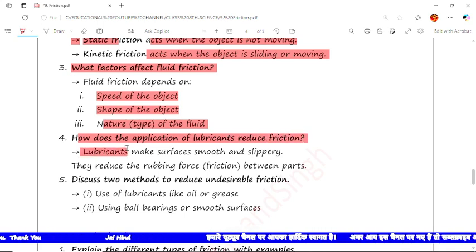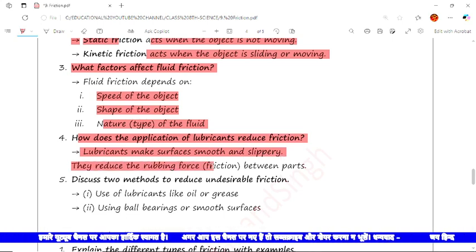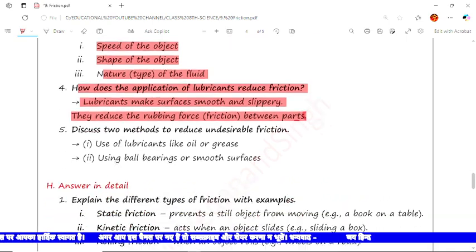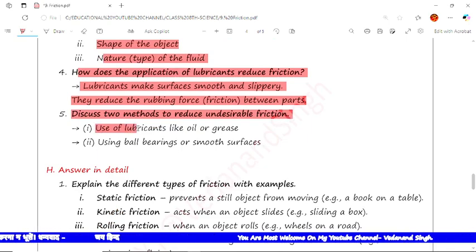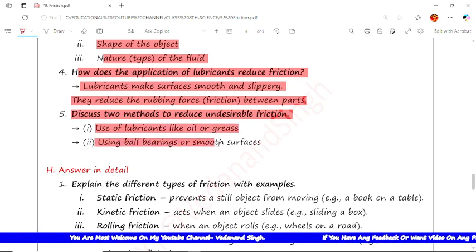Now the next question is, how does the application of lubricant reduce friction? The answer is, lubricants make surfaces smooth and slippery, so they reduce the rubbing force, that is friction between the parts. Now the next question is, discuss two methods to reduce undesirable friction. The methods are use of lubricant like oil or grease, and using ball bearings or smooth surfaces.